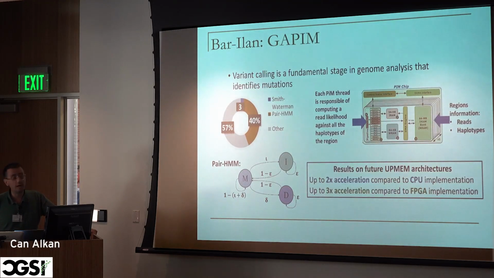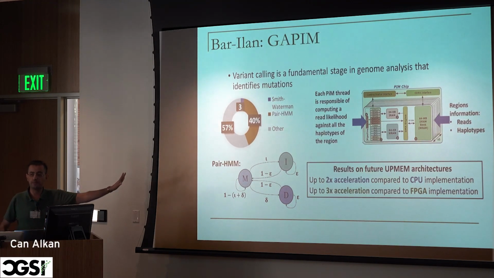Another example is GAPIM, from Bar-Ilan. Again, this is more electrical engineering, so I don't know what really is going on. But this is for variant discovery, and it also includes the pair HMM method from GATK. So this is basically a GATK accelerator.